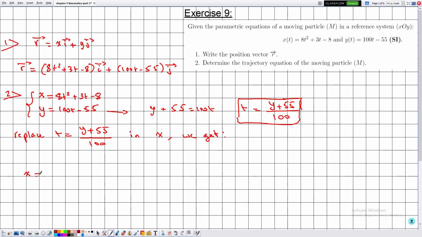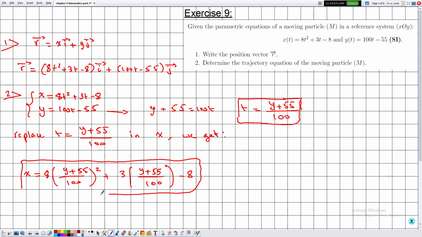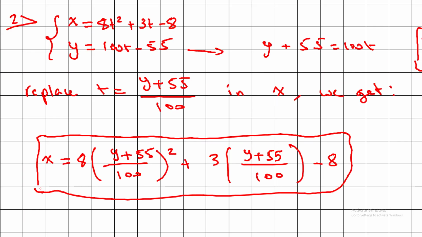that x is equal to a times ((y plus 55) divided by 100) raised to the power 2, plus 3 multiplied by (y plus 55) divided by 100, minus 8. So this is the trajectory equation, because it's a relation completely dependent on x and y and independent of time.